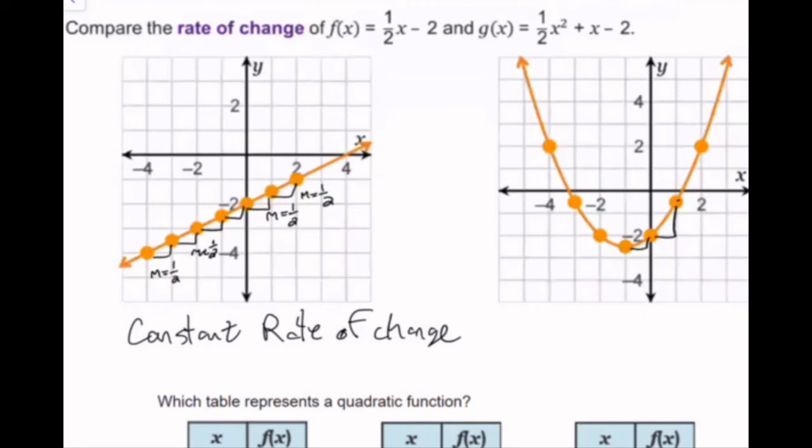Side note, when it says g of x equals 1/2 x squared plus x minus 2, it's the same thing as f of x. They're just changing the letter, so don't be intimidated. The rate of change is rise over run. Different rates of change, not constant.